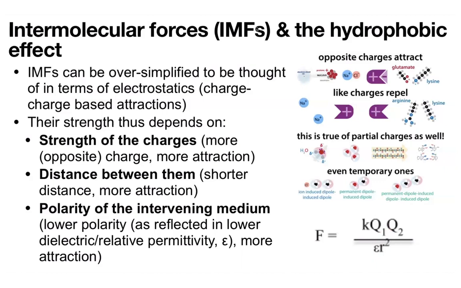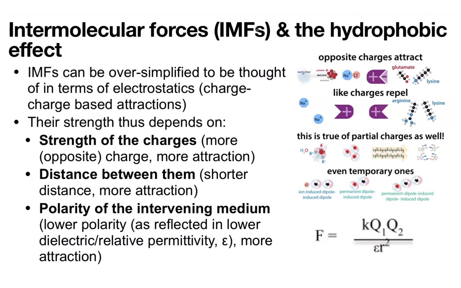Or basically, you can think about Romeo and Juliet. If they're yelling louder, stronger charge, more attraction. If they're farther away on a football field, across the football field, weaker attraction. And if that football field is filled with football players running and distracting them, well, they're going to have a harder time feeling each other as well. Similarly, in a solvent that is higher polarity with a higher dielectric, something like water versus something like lipid, well, now what's going to happen is those forces are going to have a harder time feeling one another.